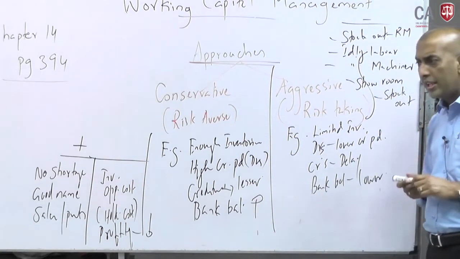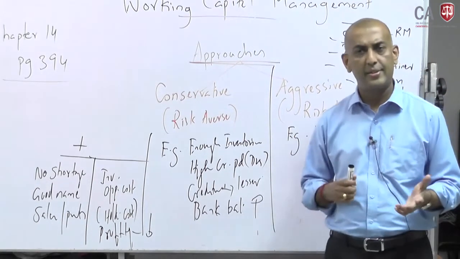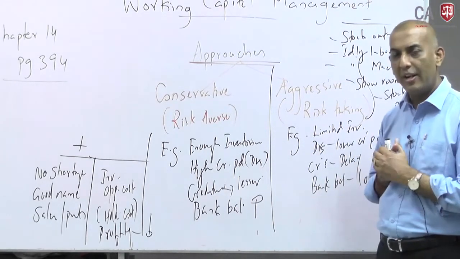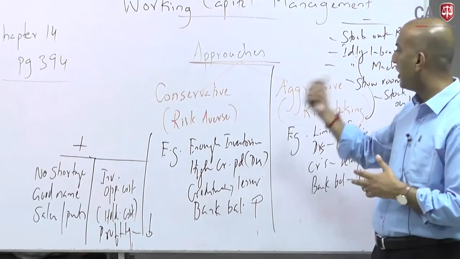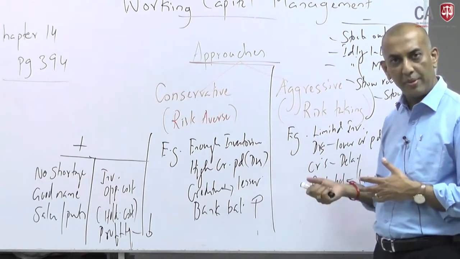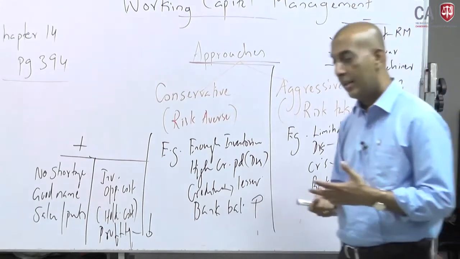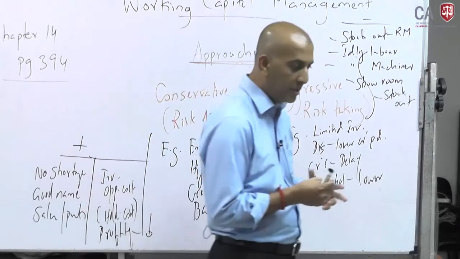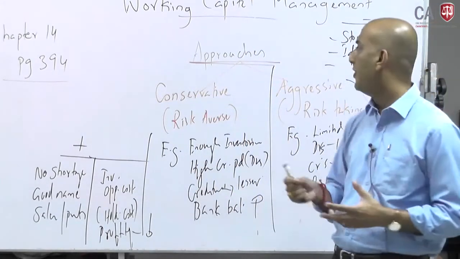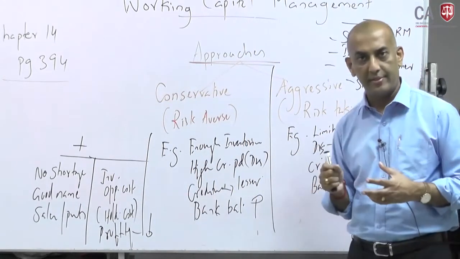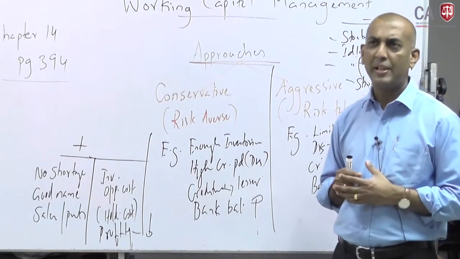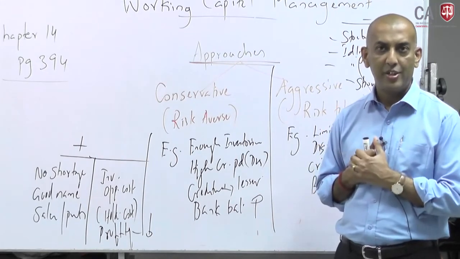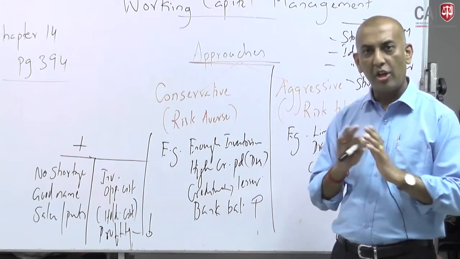Now you could see both have plus and minus. So when both have plus and minus, what is the best one? Is the conservative approach the best one or the aggressive approach the best one? You need to think about that. It is up to the organization to decide whether conservative or aggressive is better. Most of the time people think that conservative is better. Why? You are not taking risk. You are very safe.